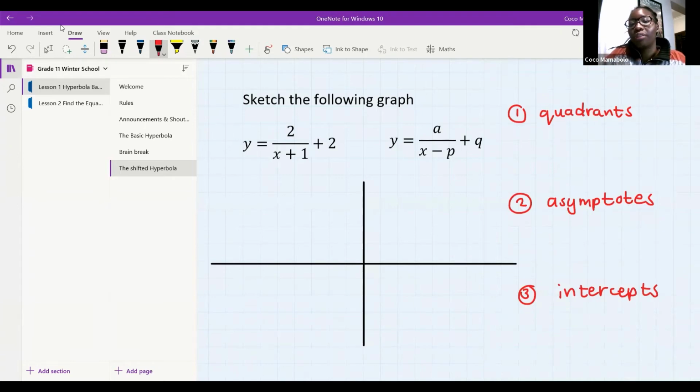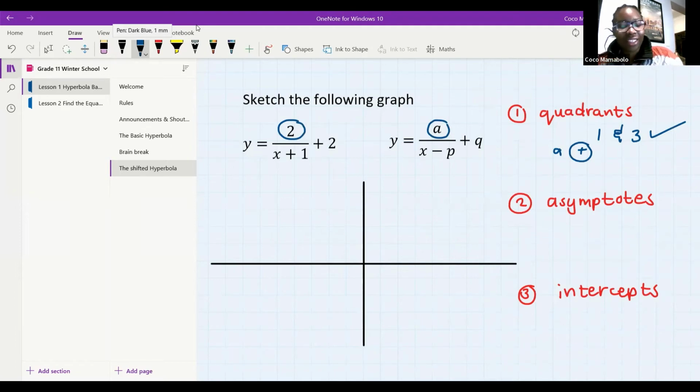Ovayo says 2 and 4. Ovayo, always tell me why. Ovayo says quadrants 2 and 4. Give me your reasoning behind that. Cameron says 1 and 3, and now I don't know who to trust. Oh, yes. Cameron says quadrants 1 and 3, because A over here, which is actually our 2 on the graph, is positive. Our A is positive, therefore quadrants 1 and 3. Excellent stuff. Well done, guys.